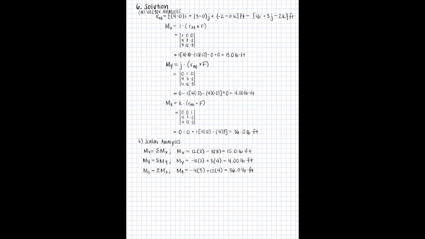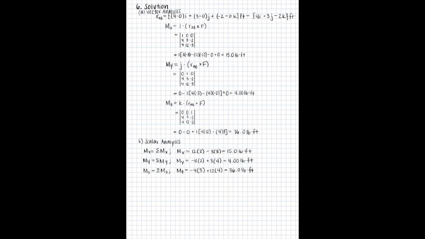There we get 1 times 3 times negative 3 minus 12 minus negative 2 minus 0 plus 0 equals 15 pound-feet. For the y and z, we would repeat the same process. So for the y, you get 4 pound-feet, and for z, you get 36 pound-feet.